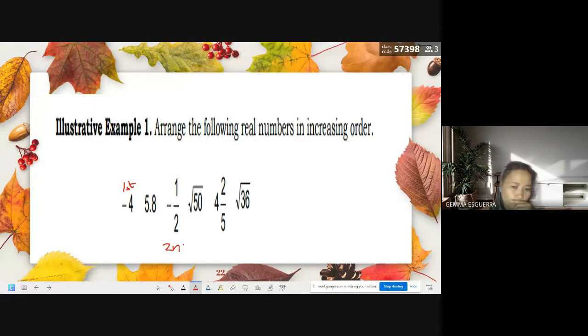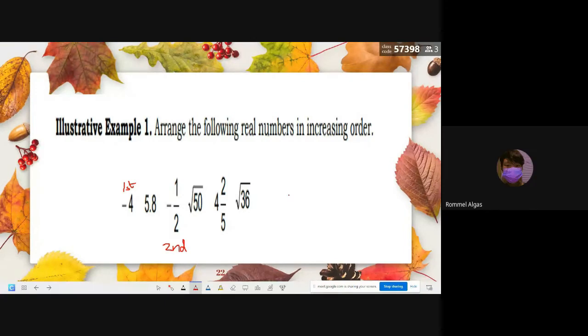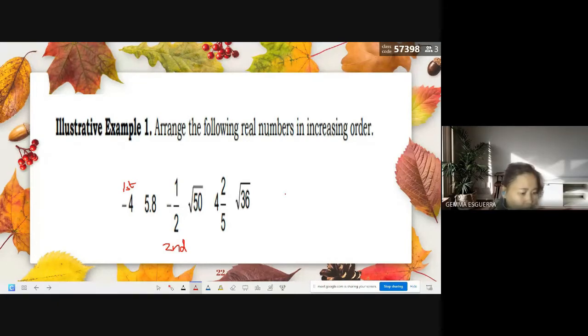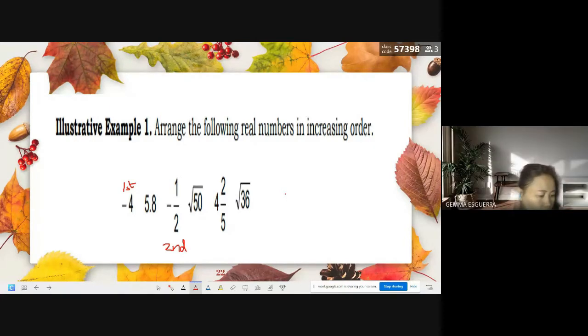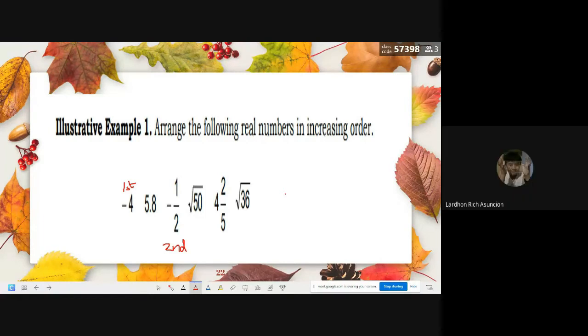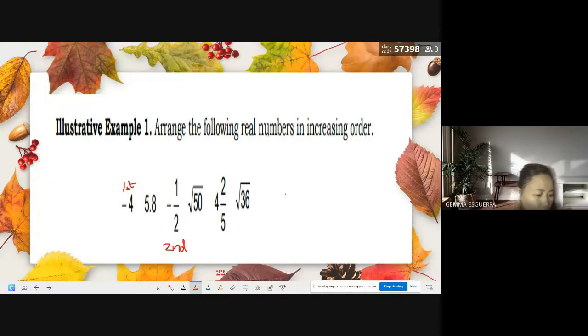We have Romel. Romel. What do you think is the next? Hello, nandiyan ba si Romel? Romel. Ma'am, mahina po. Mahina ba yung boses ko? Okay na po, ma'am.